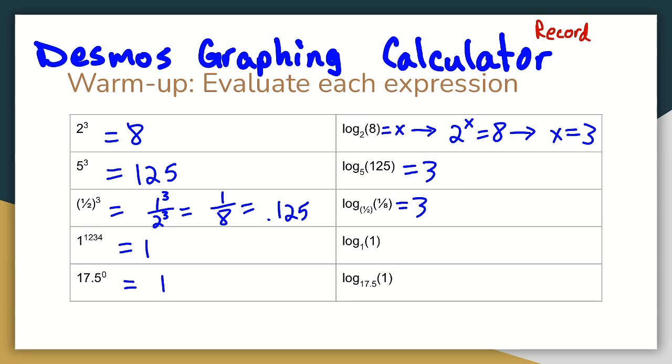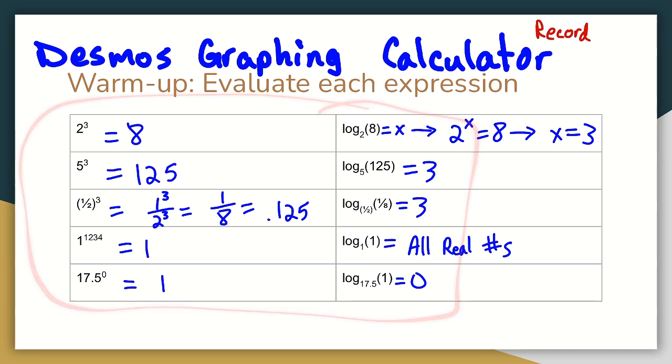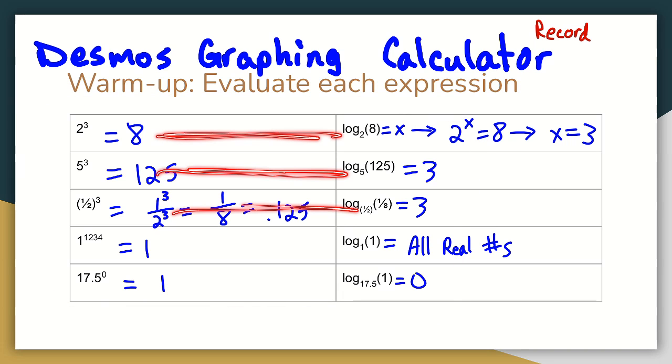1 to what power is 1? That's what this is saying. 1 to what power is equal to 1? Any power we want. All real numbers. And this log base 17.5 of 1. So what does 17.5 have to be raised to equal 1? 0. And you can probably see that all these are related to each other right here.